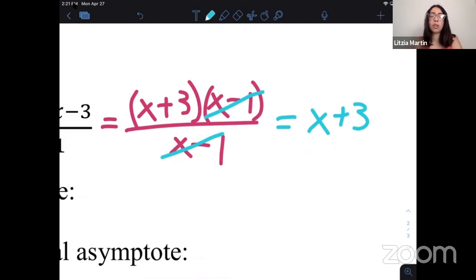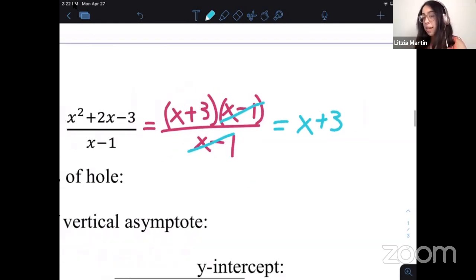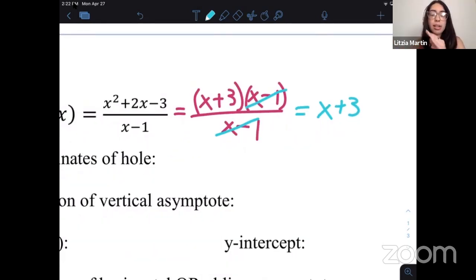So it's no longer a rational function. X plus 3 is a line. So what this problem actually is, is a line with a hole in it. So if there's just a line with a hole in it, that means that we're not going to have any asymptotes. We're not going to have any vertical or horizontal asymptotes, because those are the things that make our rational functions. This is just a line, so it's just a straight line but with one hole in it. So let's go ahead and go through and find all the different parts to it, but just kind of keeping in mind that that's all there is to this, is just a line with a hole in it.